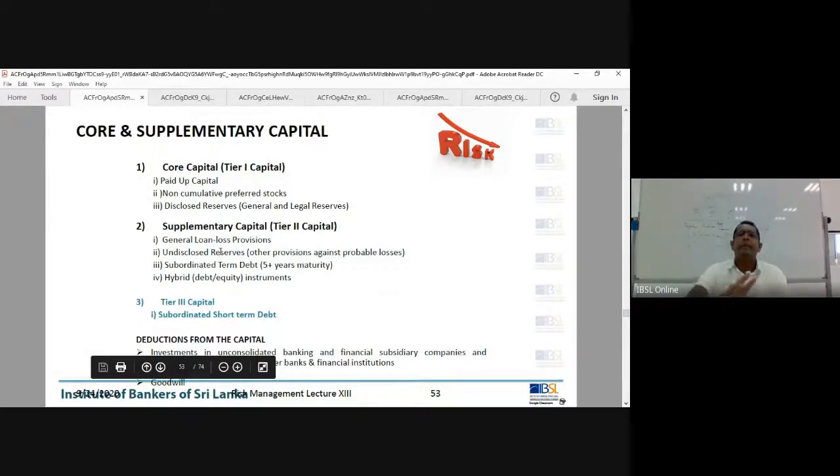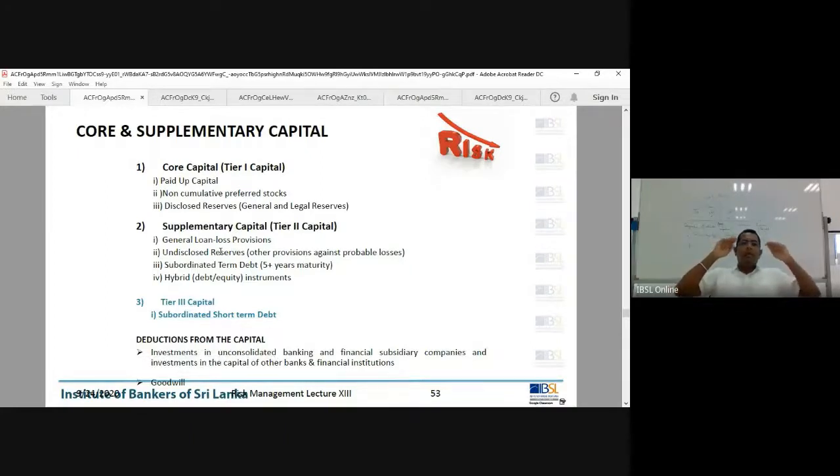Capital, again, we have three tiers, right? Core capital, or tier one capital, supplementary capital, or tier two capital, or tier three capital, right? Capital is of three types. Tier one, or core capital, that is your own funds, profits, and those things. Supplementary capital, that's the second tier. Third tier is tier three, right?